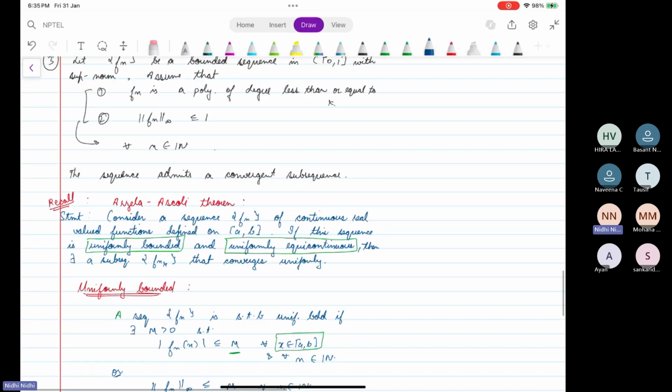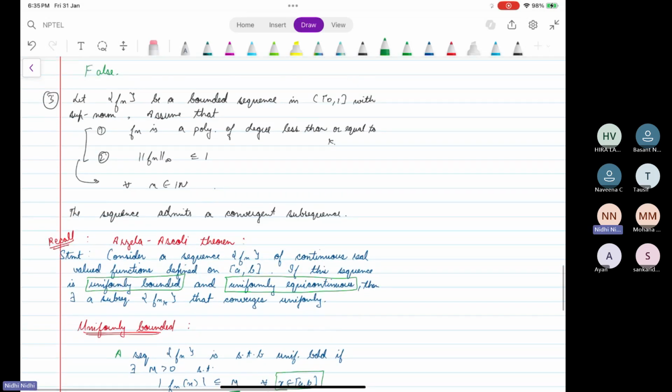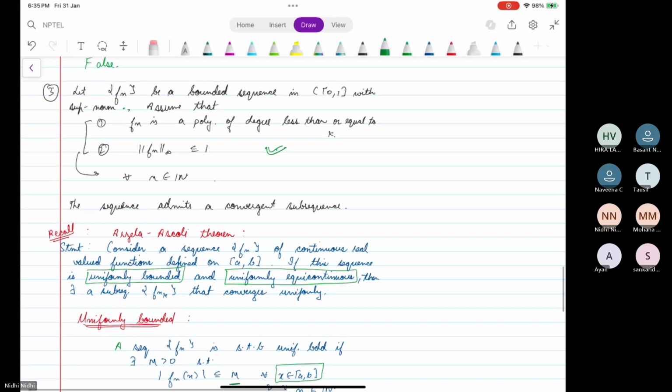Now let's get to our problem. This statement 2 gives us the uniform boundedness. We have a sequence of continuous functions with norm of f_n in infinity less than or equal to 1 for every n. That means we have a uniformly bounded sequence. If we could prove that the sequence is uniformly equicontinuous as well, then we can use the Arzelà-Ascoli theorem to prove the convergence of a subsequence. Is it fine?